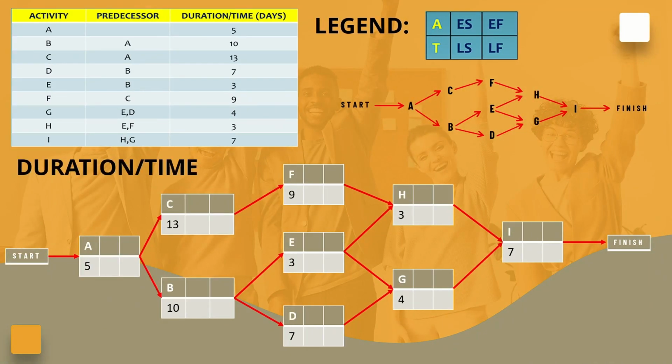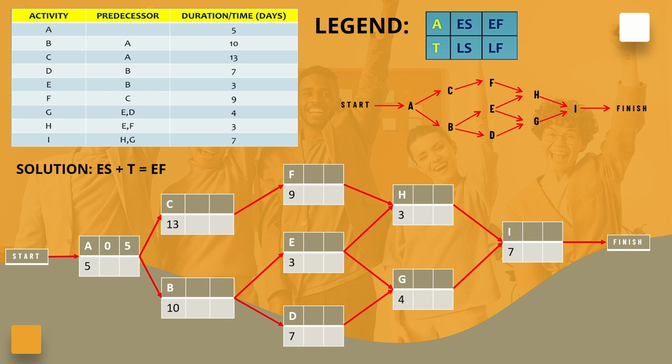Every activity or task has its own duration or time. Now, let's proceed with activity A. Since it has no predecessors, its earliest start time, ES, is 0. Given its duration of 5 days, we calculate the earliest finish time, EF, as 0 plus 5, which gives us 5.